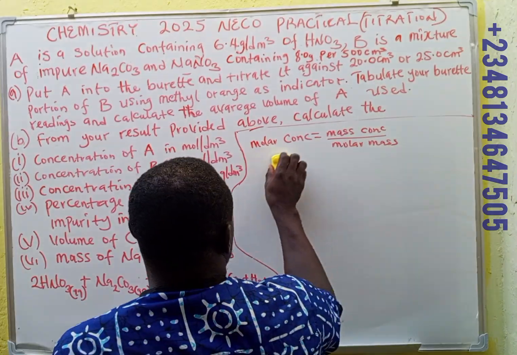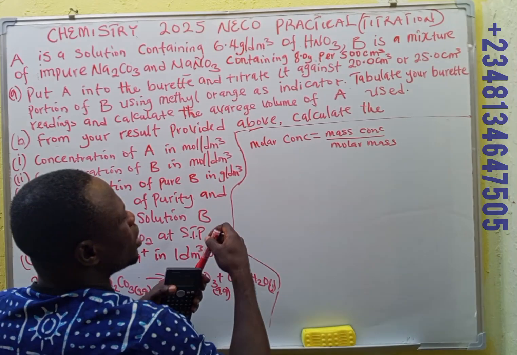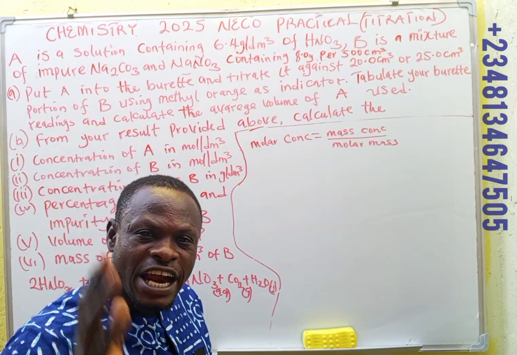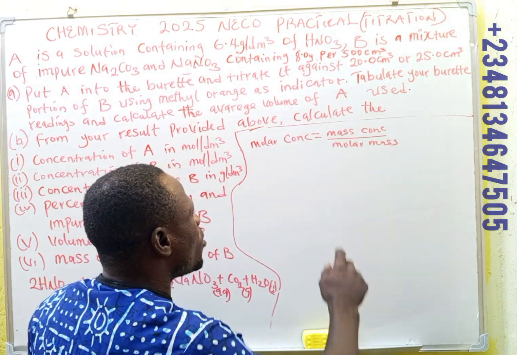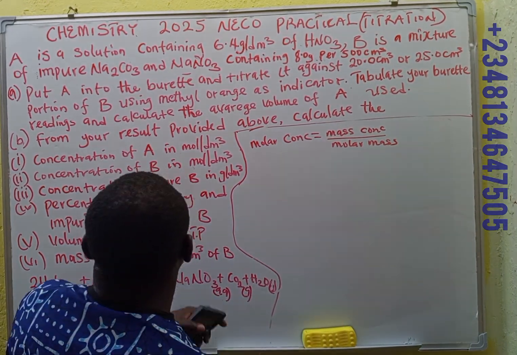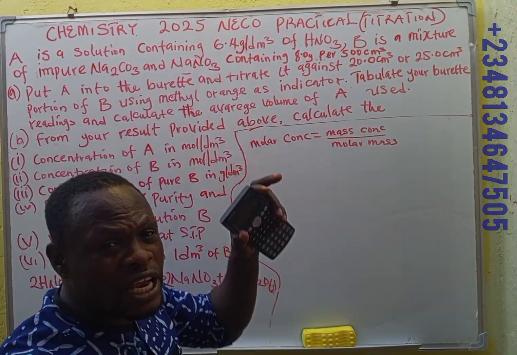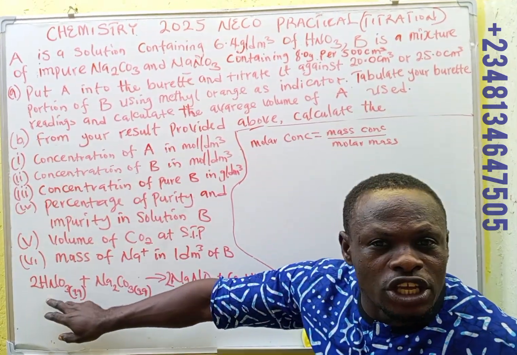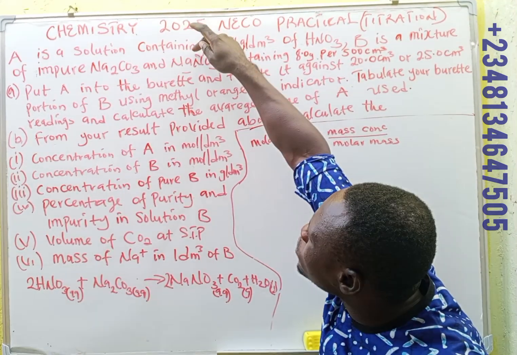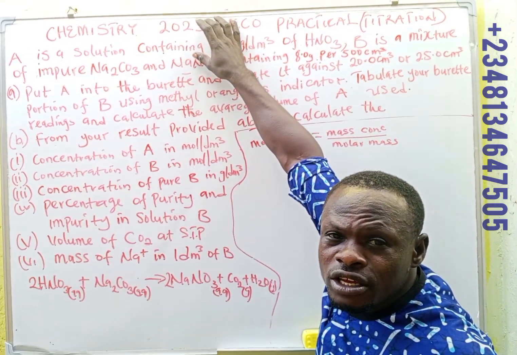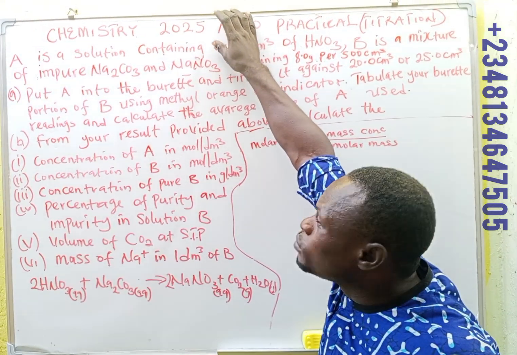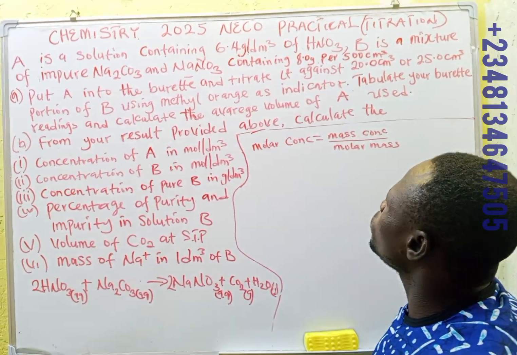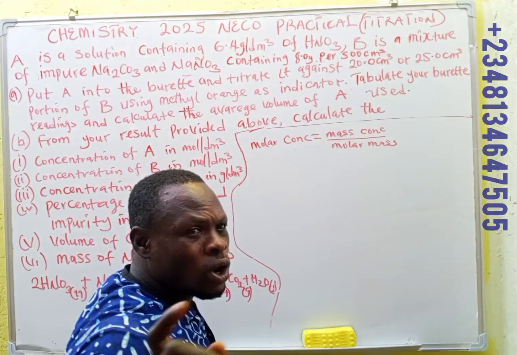Now, here, molar concentration. What is your mass concentration? Mass concentration is always expressed in grams per dm. Molar mass is what? What is your acid? And another thing, just note, don't use the molar mass of the equation here. Use the molar mass of the acid in the equation. Do you get that? Use the molar mass of this one. Don't use this one. Is that understood? Beautiful.